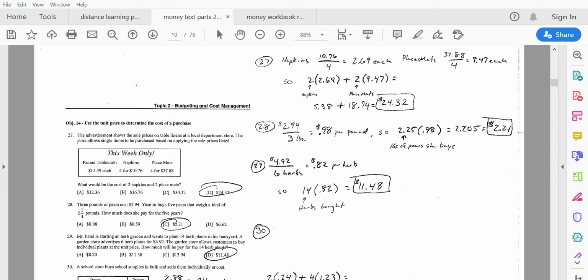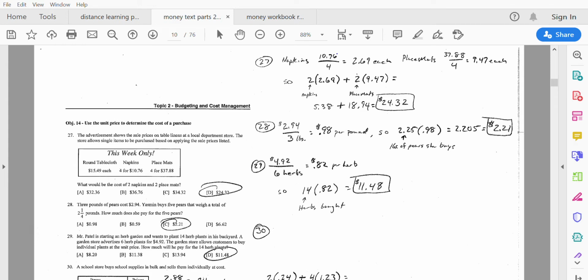So first we look at the sign, see the different prices that are involved. It says what would the cost of 2 napkins and 2 placemats be? So that's the main thing we're looking at. What we want to do first is figure out how much it is. There's a few different ways of doing this. The way I did it was finding the unit price so that you would know how much 1 is, and then you could figure out the price of however many you bought. Because these are 4 for $10.76 and 4 for $37.88, you could cut those in half if you're buying 2 of each. But the way I did it is I found the unit price and then we'll go from there.